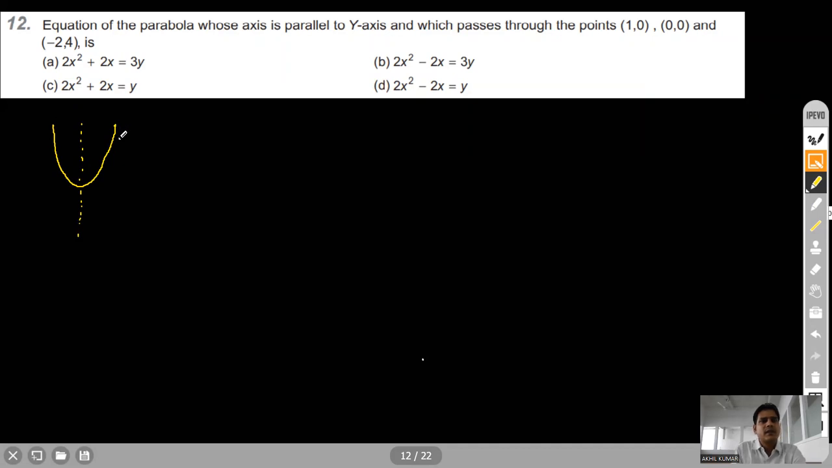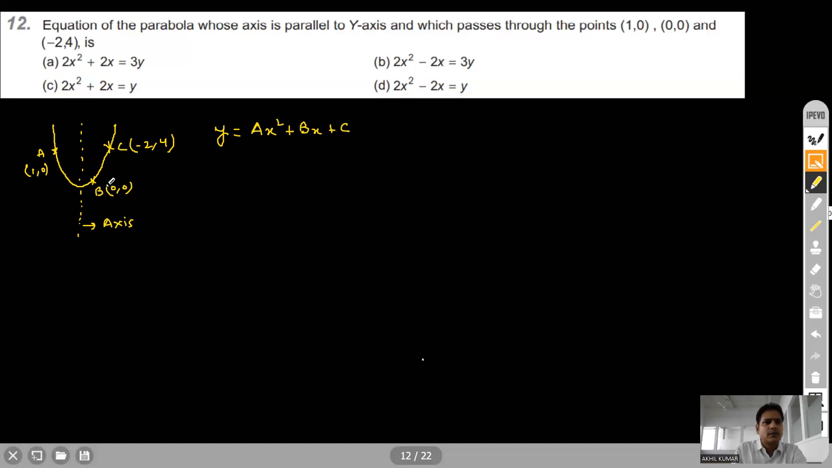So it will be basically an upward opening parabola. Okay, so for such parabolas we can assume the equation as y is equal to ax square plus bx plus c. Okay, and it is passing through points a, b, c. Let me name it as a: 1 comma 0. Okay, this b, which is basically 0 comma 0. And this is c, which is minus 2 comma 4. So this parabola is basically passing through these points, and this is our axis of the parabola.